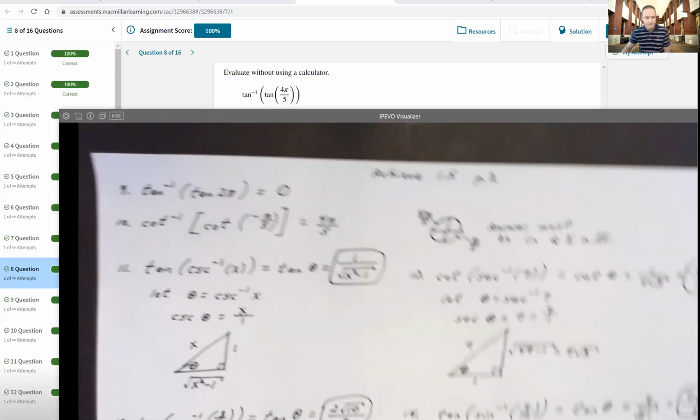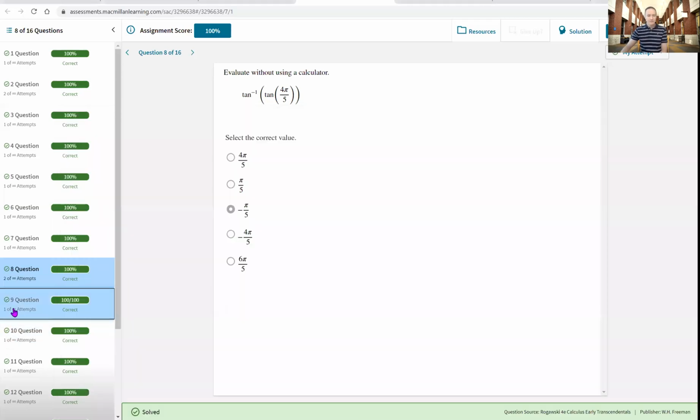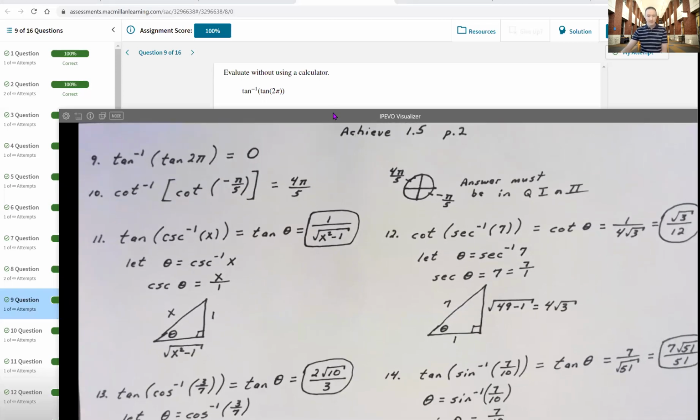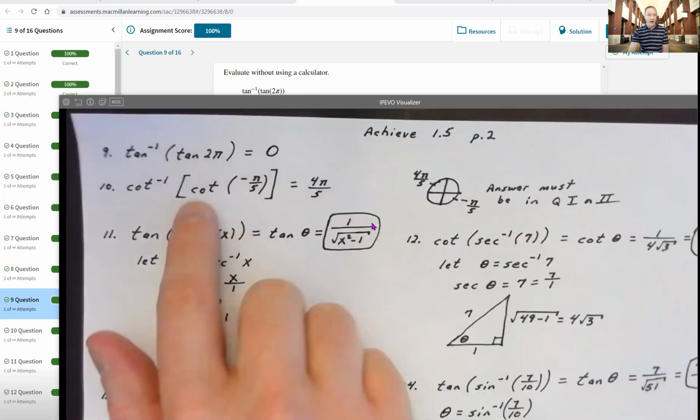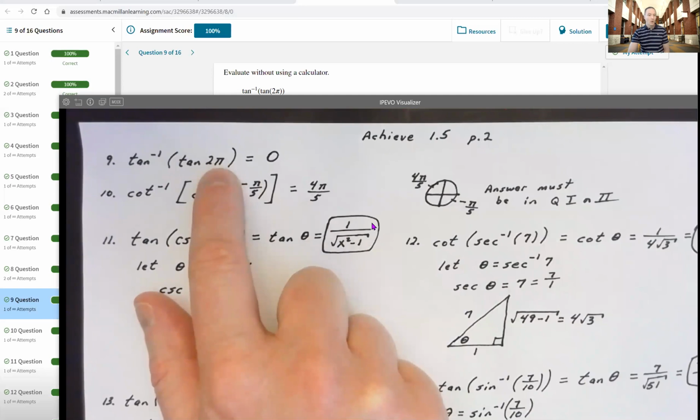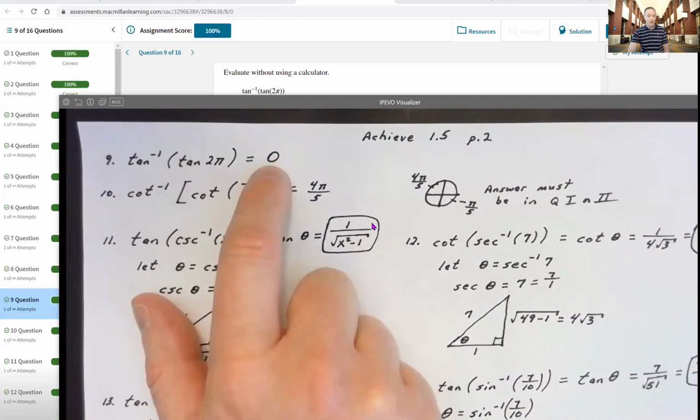Up next, if we look at number 9 here, you can see it gave us the inverse tangent of the tangent of 2 pi. So when I was thinking about that, I said, well, all right, again, I know that the only answer I could ever get for inverse tangent is an angle between negative pi over 2 and pi over 2. So this is asking me what angle is equivalent to 2 pi for the tangent function between negative pi over 2 and pi over 2. Clearly, 2 pi and 0 are coterminal. So it has to be 0. That's the only answer that could be.